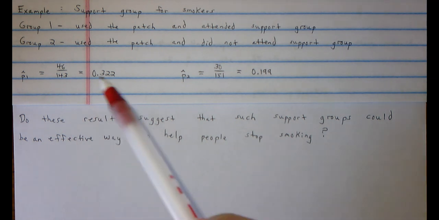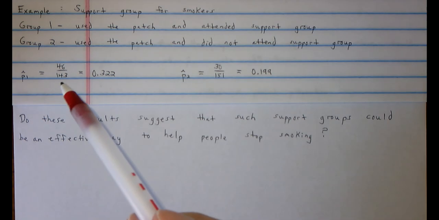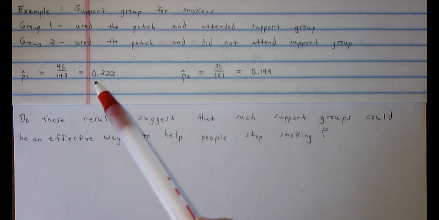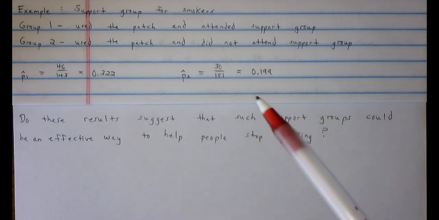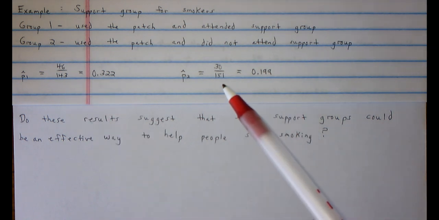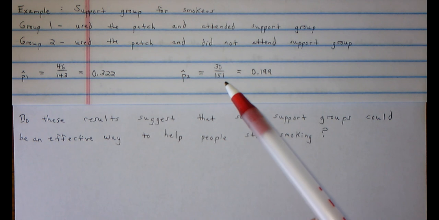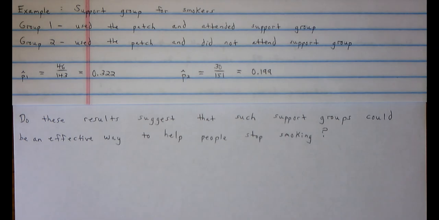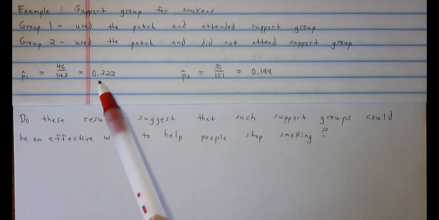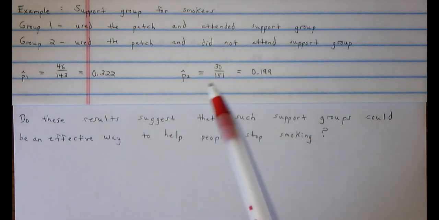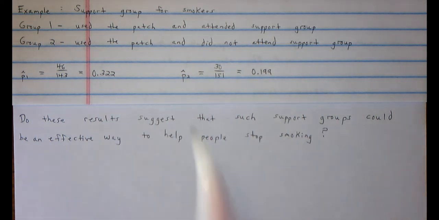We found that 46 out of the 143 individuals in Group 1 were able to quit smoking, and 30 out of 151 of the individuals in Group 2 were able to quit smoking. So the sample proportion from Group 1 is quite a bit bigger than the sample proportion from Group 2. Do these results suggest that such support groups could be an effective way to help people stop smoking?